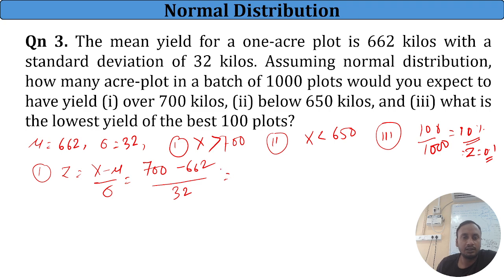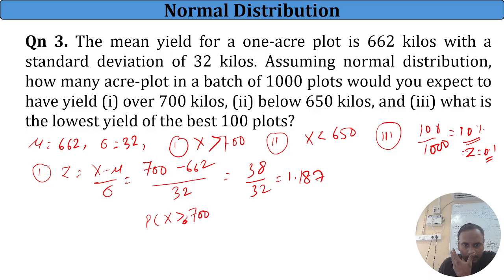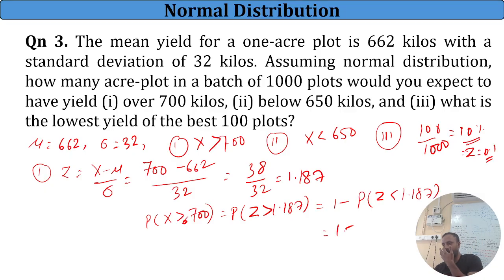Is it? So 38 by 32. It came 1.187. Now we have to calculate P of x greater than 700. It means P of z greater than 1.187. So we can do 1 minus P of z less than 1.187. Can you tell the value, how much it will come?